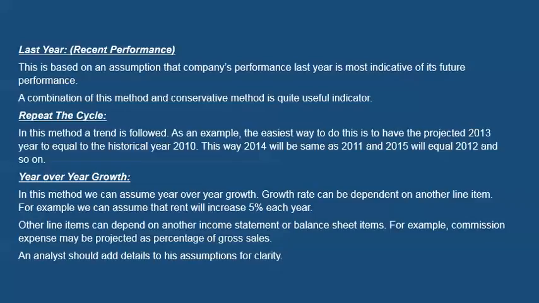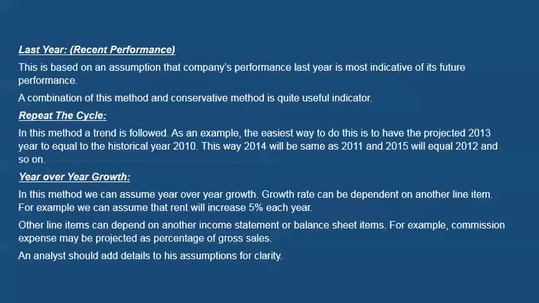Repeat the cycle. In this method, a trend is followed. As an example, the easiest way to do this is to have the projected 2013 year equal to the historical year 2010. This way, 2014 will be the same as 2011 and 2015 will equal 2012 and so on.